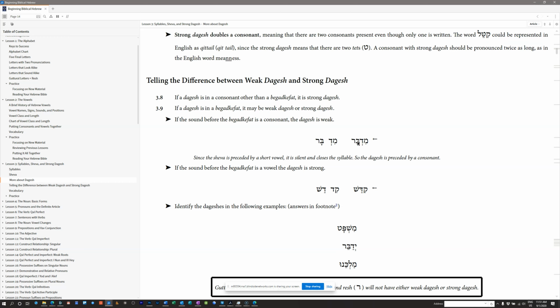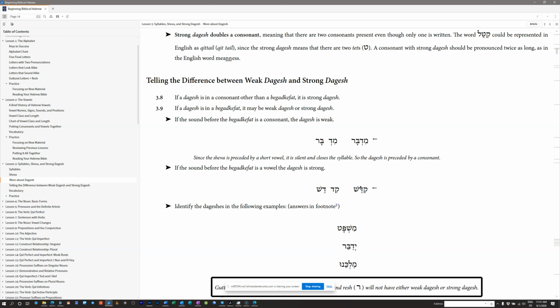Only when the sound immediately preceding the letter with the dagesh is a vowel is it going to be a dagesh forte, a strong dagesh. So here, kidash, kidash. What is the sound immediately before the dalet holding the dagesh? Kidash. It's E, a vowel sound. That's what tells you that this is a strong dagesh. So when the letter with the dagesh is preceded by a vowel sound, the dagesh is strong. When the letter holding the dagesh is preceded by a consonant sound, the dagesh is weak.